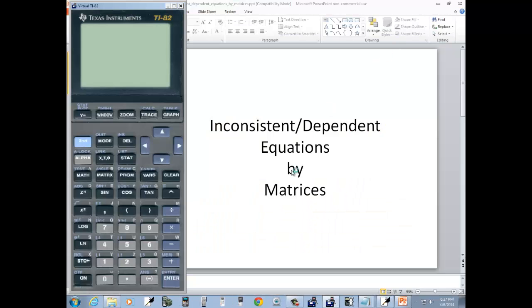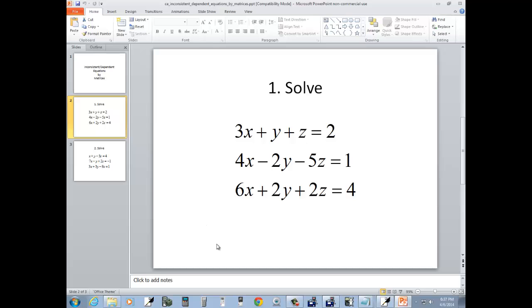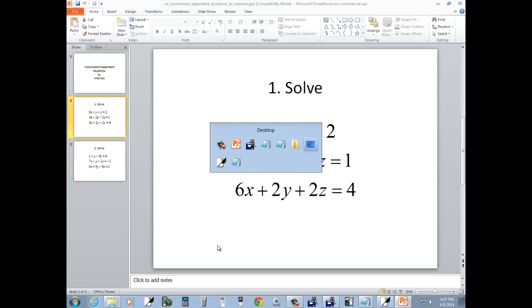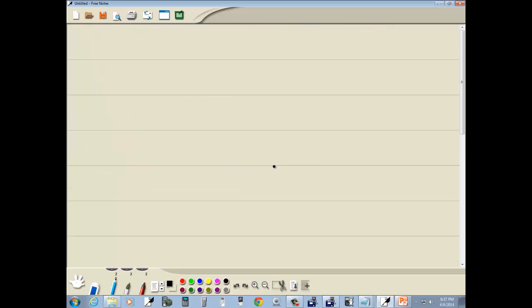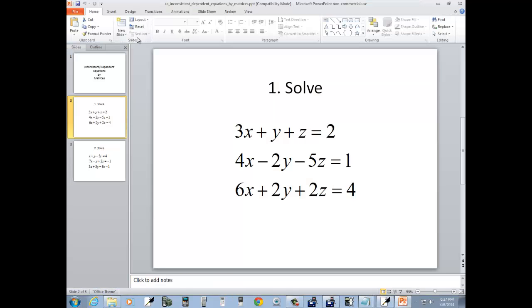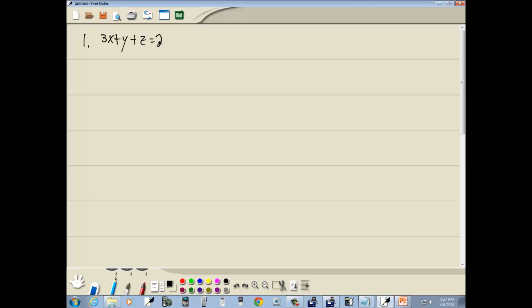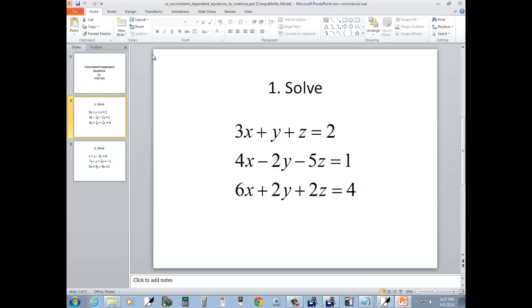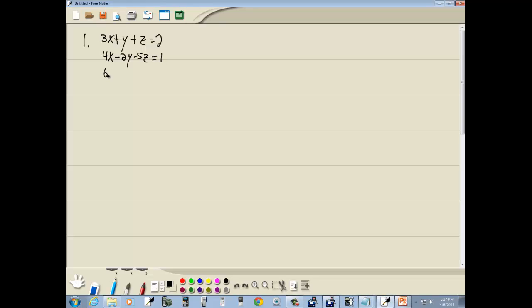Okay. Let's take a look at our first problem. We got 3x plus y plus z is equal to 2. And we got 4x minus 2y minus 5z is equal to 1. And 6x plus 2y plus 2z is equal to 4.